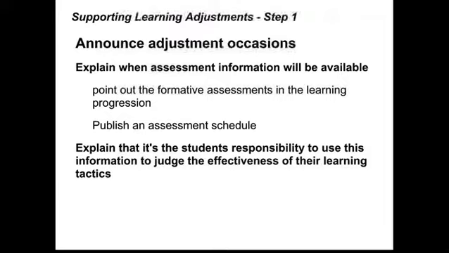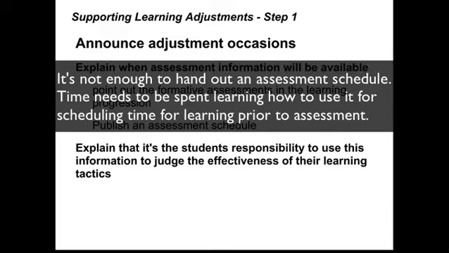Mentioned before, the teacher needs to support students' learning adjustments. And by supporting, you're not assigning this as a task that they must comply with, but you are providing them with the tools and the motivation to adjust their own learning. The first step would be to announce these adjustment occasions. Explain when information is going to be available, perhaps publishing an assessment schedule, and explaining that it's their responsibility to use this information. I think here you would want to take some time to train them how this might work. It might not be as effective just to hand them a sheet that shows when things will be assessed.